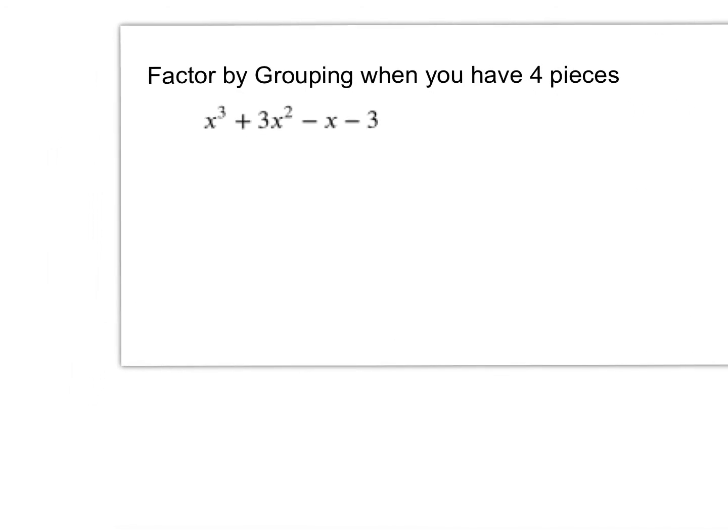We use factor by grouping when we typically have 4 pieces. Okay, you may have seen or read this before in another video of factoring trinomials using the grouping method. First thing we're going to do is group this thing up. We're going to make a group around the first and second piece and the third and fourth piece.